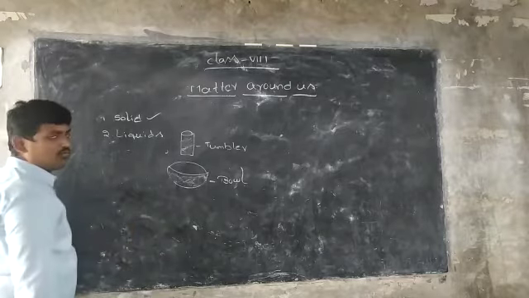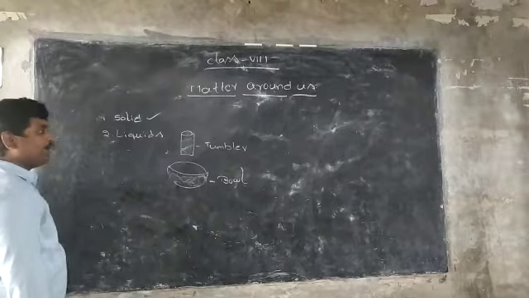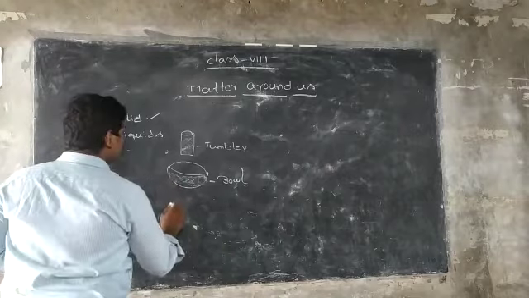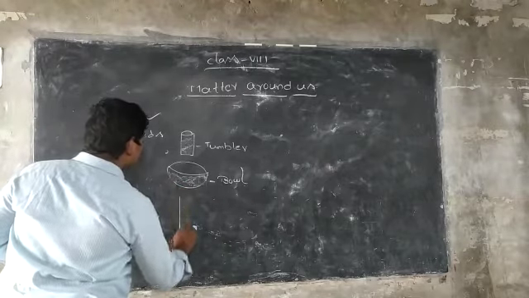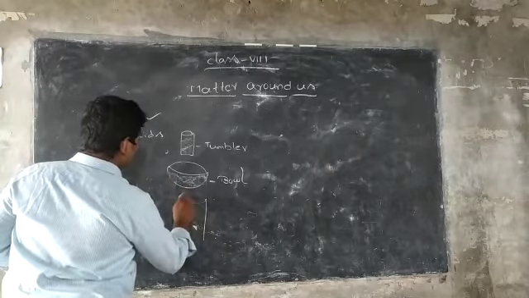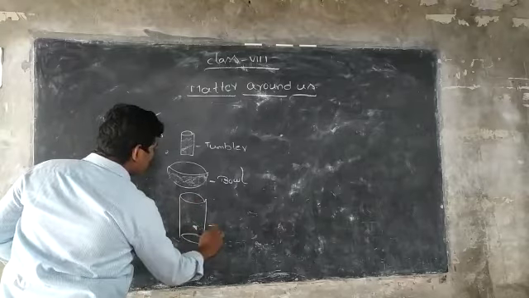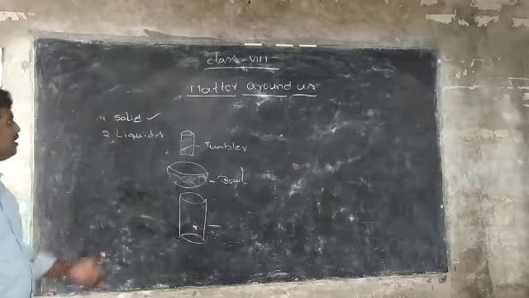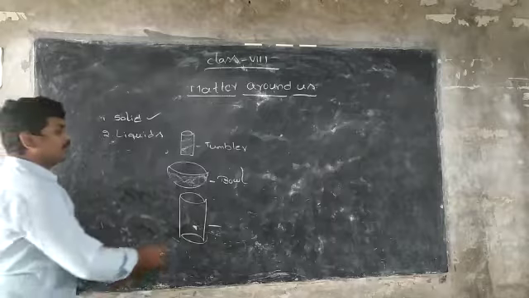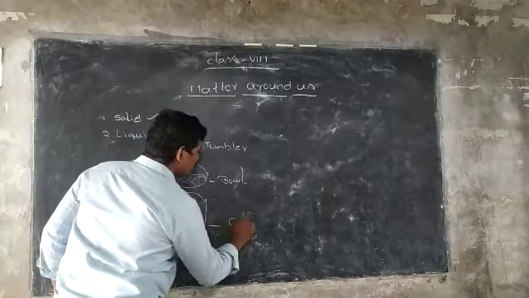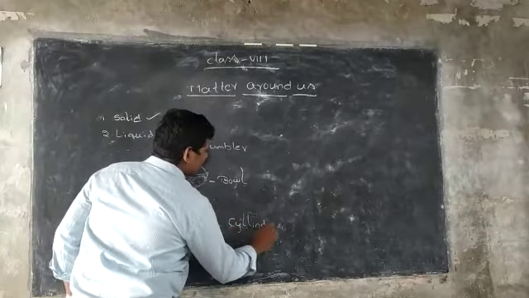Understand? And if you take the same amount of water into another cylinder maybe. So now, what is the shape of this water? It is in the shape of the cylinder.